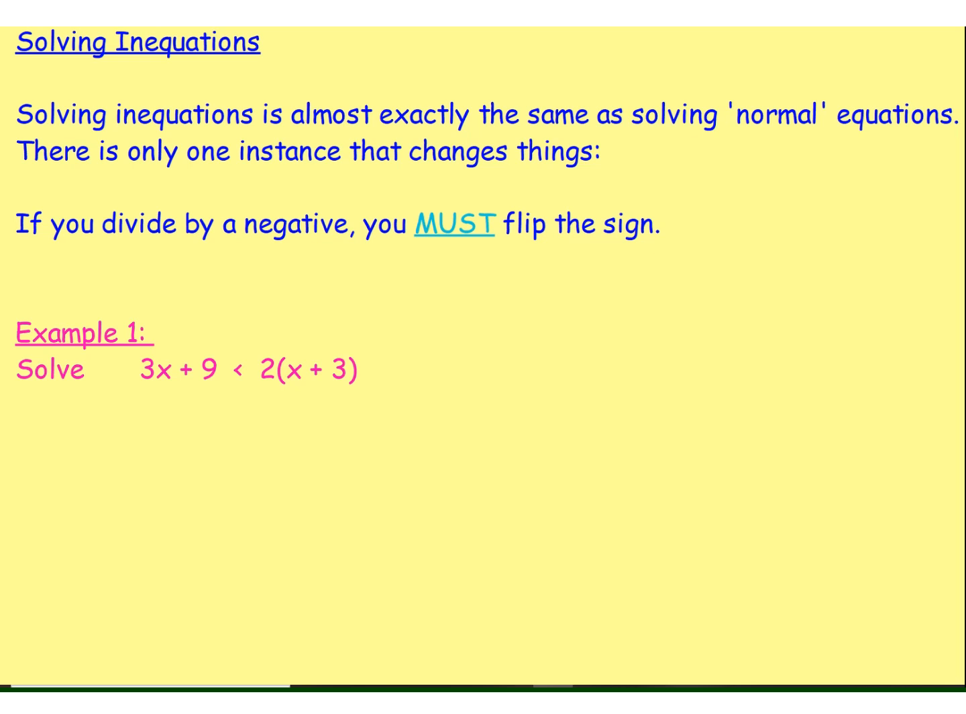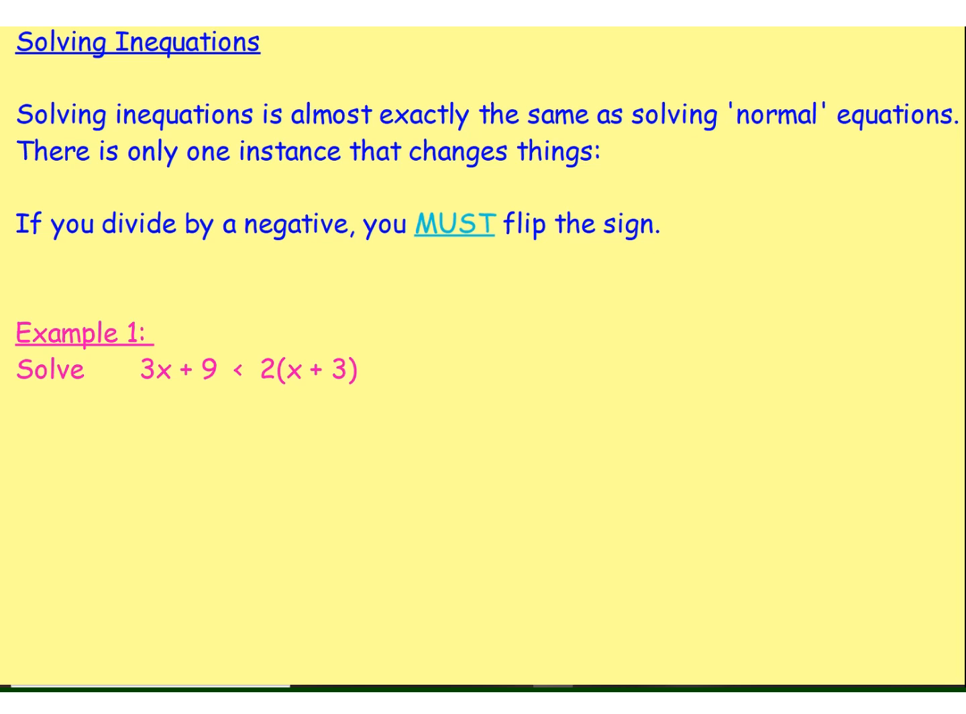Okay, and the wee rule here is sitting on its own. It says if you divide by a negative, it means you must flip the sign. Okay, now what I mean by that is if it's a less than or a less than or equal to, it's going to turn into a greater than or greater than or equal to, and vice versa. Okay, so we're going to flip the direction that the sign is facing.